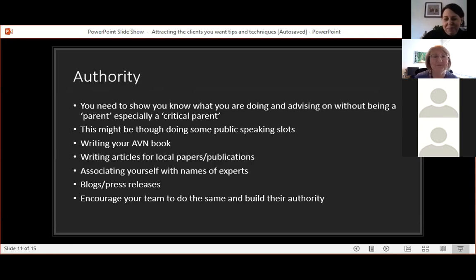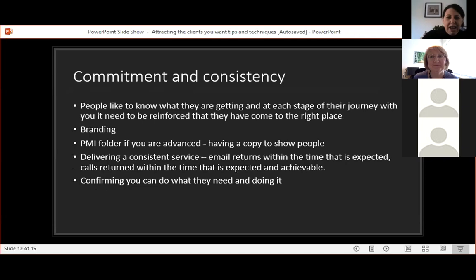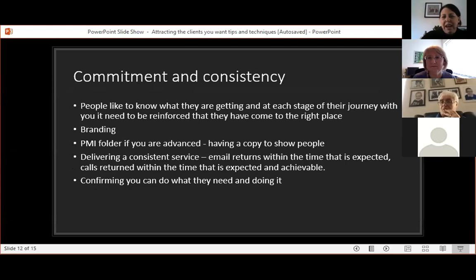You do, yeah. Okay, on to commitment and consistency. People like to know what they're getting at each stage of their journey with you. It's a lot of work we see at the moment about journey mapping and customer journey mapping. And at every stage of that process, this is about reinforcing that they have come to the right place. So at every decision they make, they need to know that they've made the right decision.